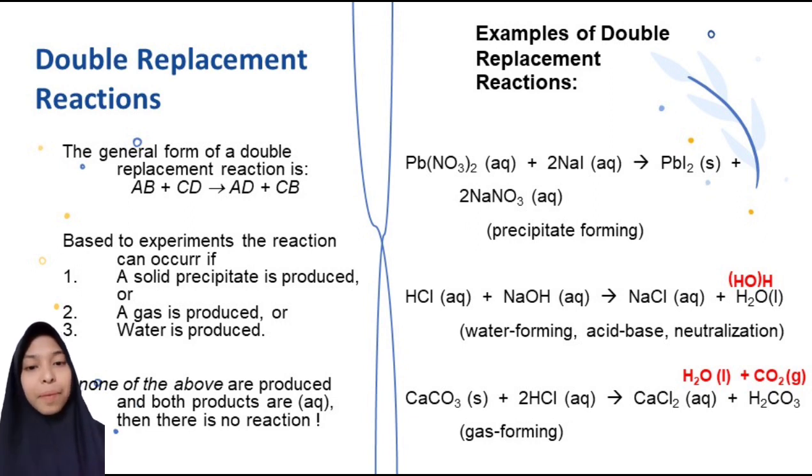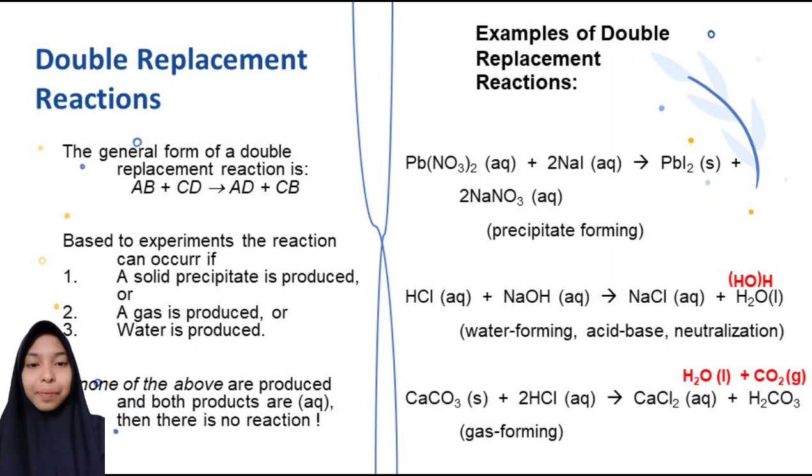Based on experiment, the reaction can occur if 1. a solid precipitate is produced, or 2. a gas is produced, or 3. water is produced. If none of the above are produced and both products are aqueous, then there is no reaction.